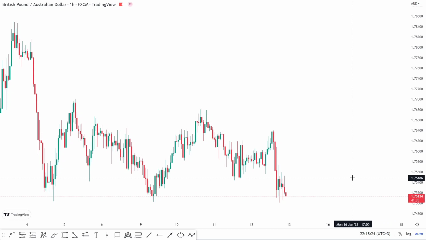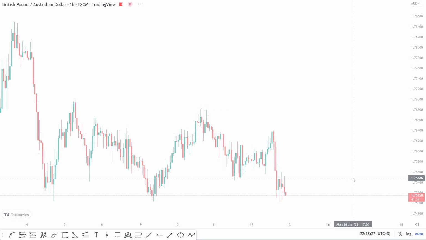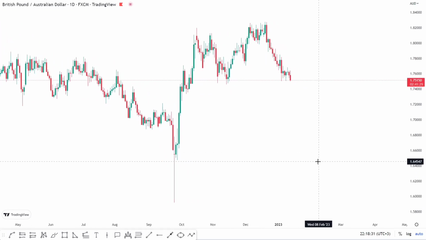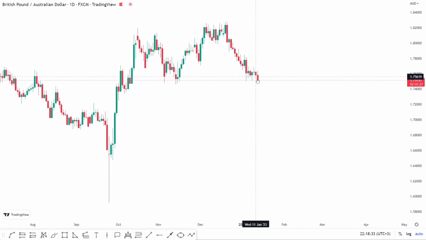I'll start with the daily time frame just to show you some sense of direction. If you look at the daily time frame, for the past few days, you can see we've been having a series of bearish candlesticks and the pound Australian dollar has been dropping.